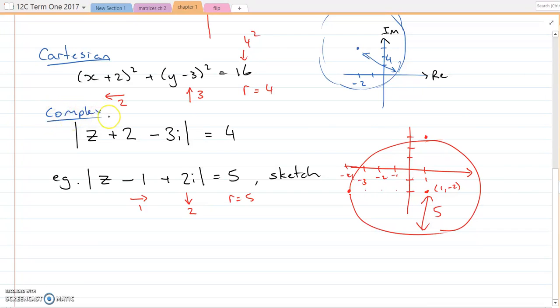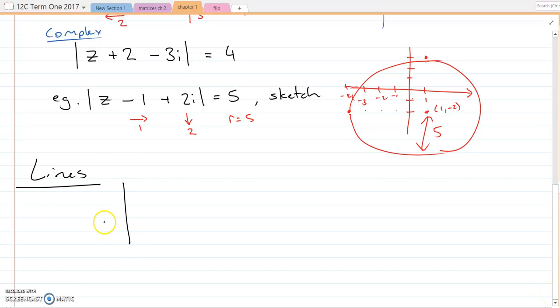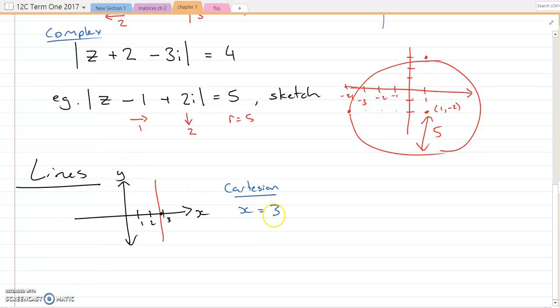Okay, lines. Let's look at lines. As far as lines go, we're only going to be looking at vertical lines. Let's say this crosses at 1, 2, 3. So normally this line in Cartesian would be just x. So this is my x, this is my y. It's just x equals 3.